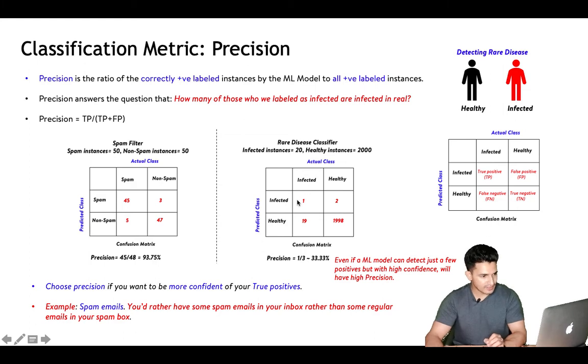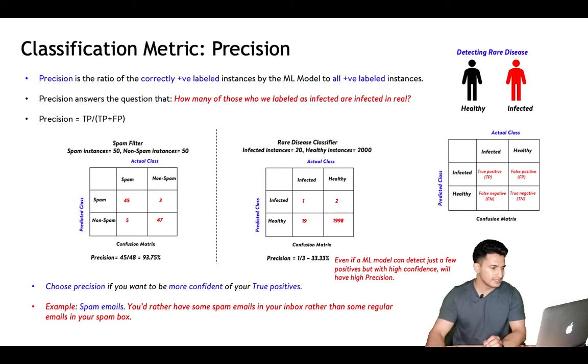In the rare disease classification problem, out of 3 people who are predicted as positive, only one is actually positive. So 1 by 3, that is 33.33%. And if the model only classified 1 as infected and 0 as healthy, and that person was actually infected, then the precision would have been 100%. So in a way, precision only looks at how confident the model is while predicting a positive label, and it doesn't look at whether it is able to detect all the positive labels or not. So choose precision if you want to be more confident of your true positives.